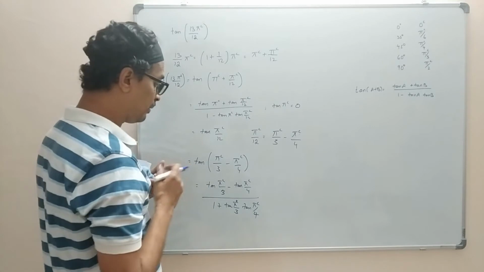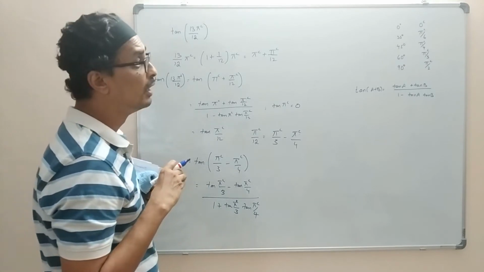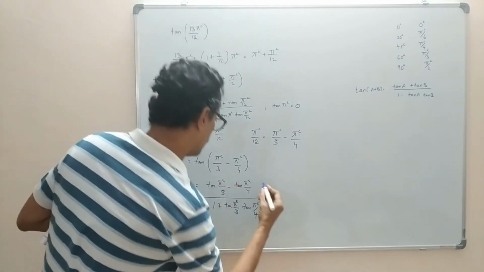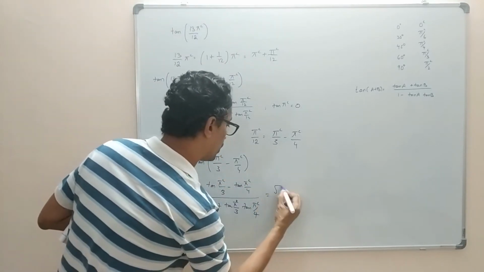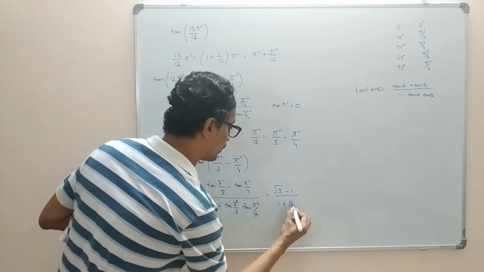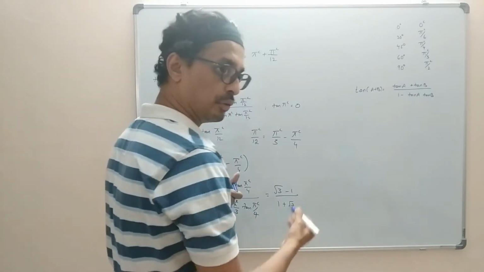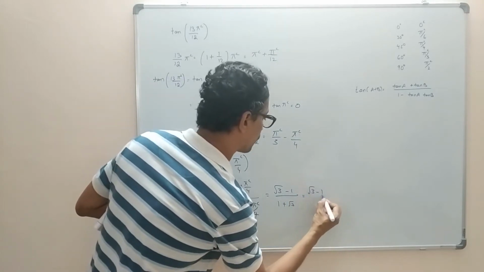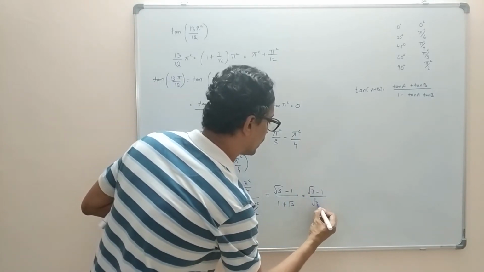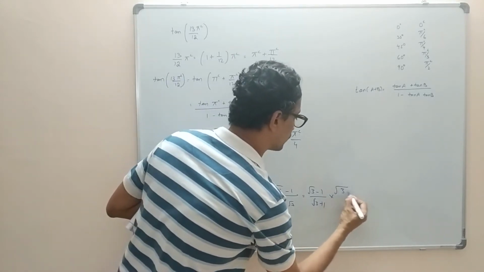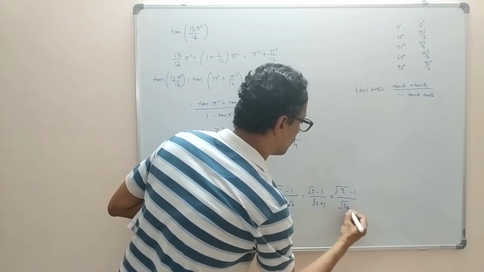What will be tan pi by 3? Pi by 3 is 60 degree, which gives root of 3. So this is going to be root of 3 minus 1 divided by 1 plus root of 3. Again the same way, this is equal to root of 3 minus 1 divided by root of 3 plus 1. Multiply and divide by the conjugate, root of 3 minus 1.